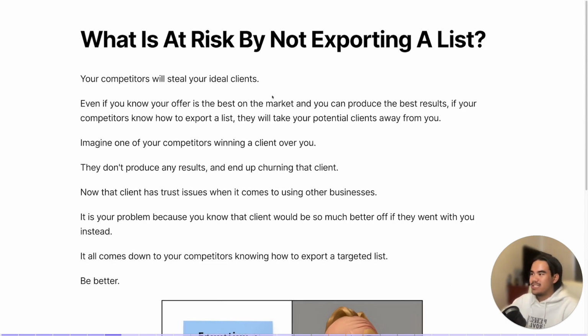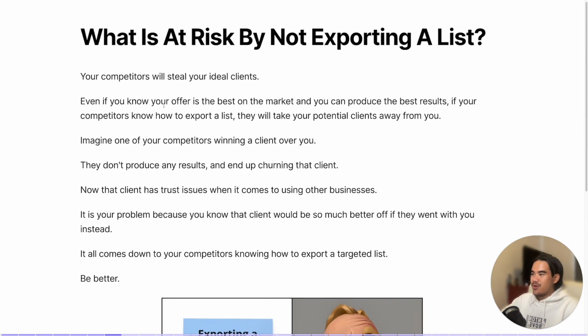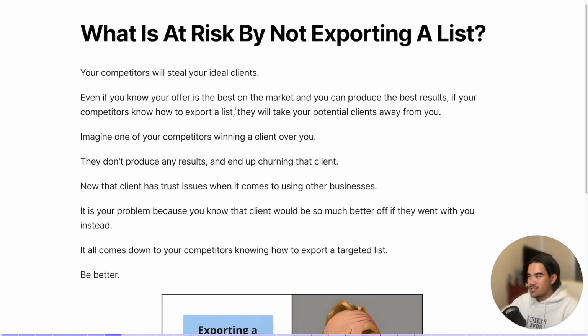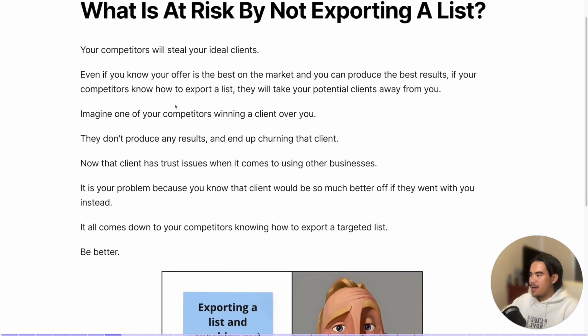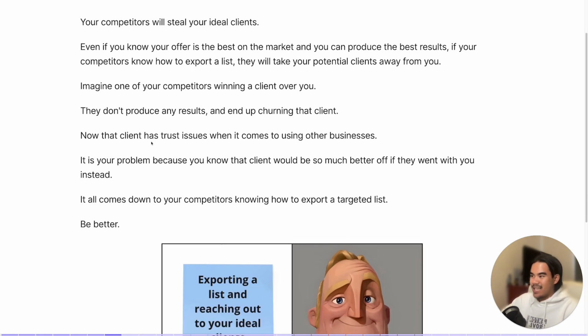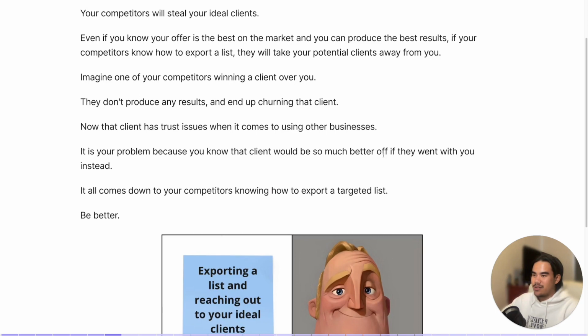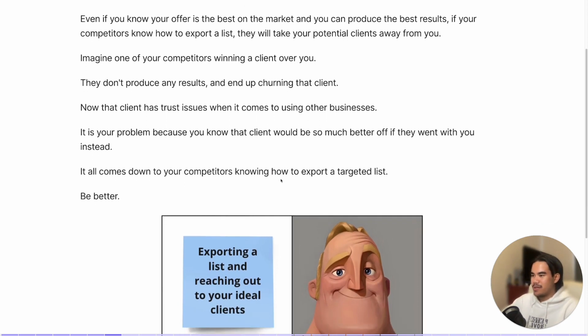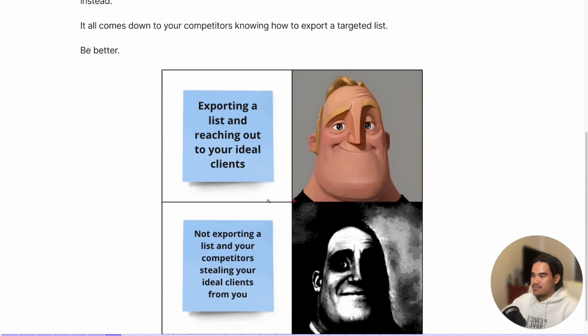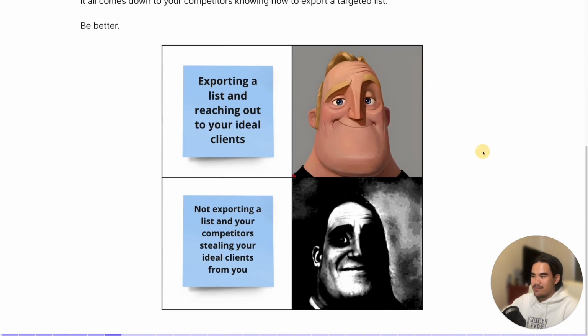So what is at risk by not exporting a list? Your competitors will steal your ideal clients. Even if you know your offer is the best on the market and you can produce the best results, if your competitors don't know how to export a list, they will still take potential clients away from you. Imagine one of your competitors winning a client over you. They don't produce any results, they underdeliver and end up churning that client. Now this client has trust issues when it comes to using other agencies or businesses. Although it's not your fault, it is your problem, because you know that client would be so much better off if they went with you instead. So it all comes down to your competitors knowing how to export a targeted list, and you don't. So be better, right? You don't want to be like this guy here.